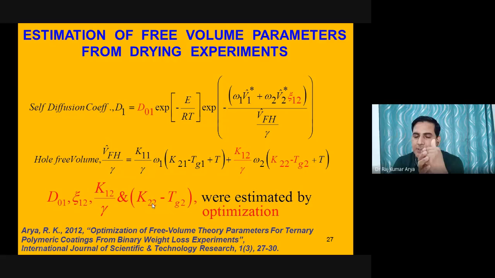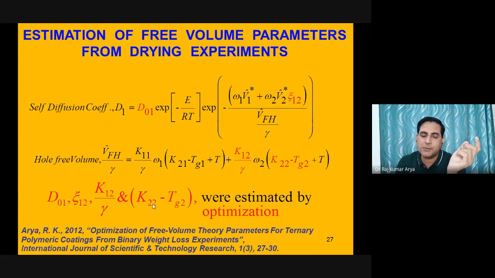For drying experiments, the best way is that you just take a solution and check its mass. So the mass loss can be taken. Calculate the mass from your program and minimize the difference. So that's what we did here.